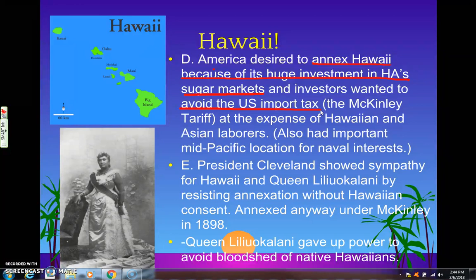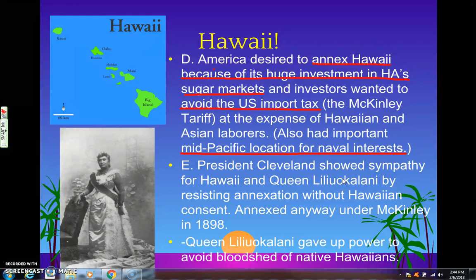Now, essentially what that means is that Hawaii is its own independent nation. These American investors were investing in a foreign market, so when you went to bring the sugar into the country for refinement or for sale, you have to pay the U.S. import tax. Well, if Hawaii is a territory, at the very least, you don't have to pay that import tax anymore. And we're going to get to that whole mid-Pacific location for naval interests here in a second, so you might want to jot that down as well.